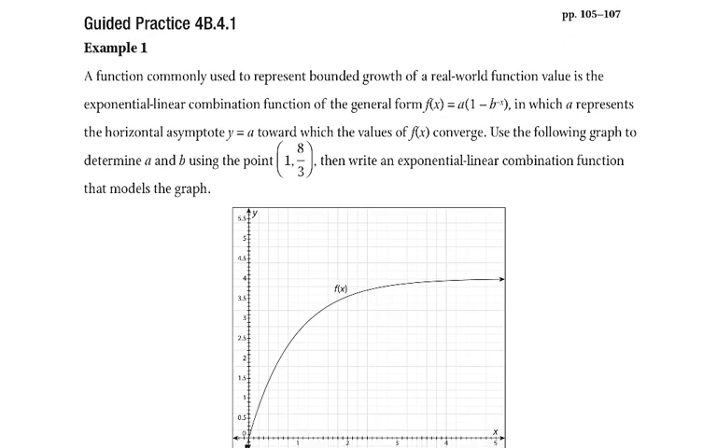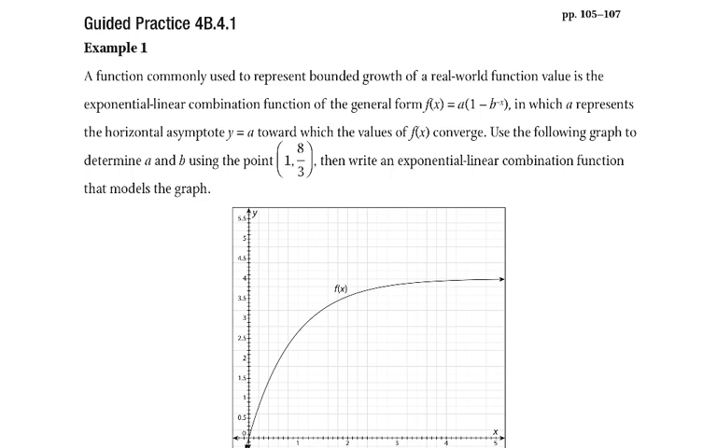Alright, so now let's take a look at some examples. So we're going to be looking at some functions, some linear, quadratic, exponential, and kind of figuring things out with them. Okay? Alright, so example 1 says a function commonly used to represent bounded growth of a real-world function value is the exponential / linear combination function of the general form f of x equals a times 1 minus b to the negative x, in which a represents a horizontal asymptote, y equals a, toward which the values converge. Use the following graph to determine a and b using this point, 1 and 8/3, then write an exponential linear combination function that models the graph.